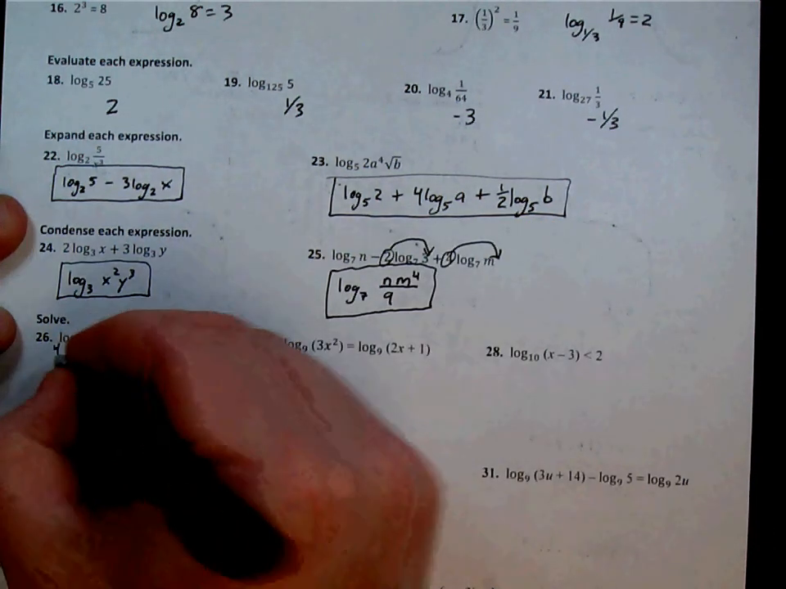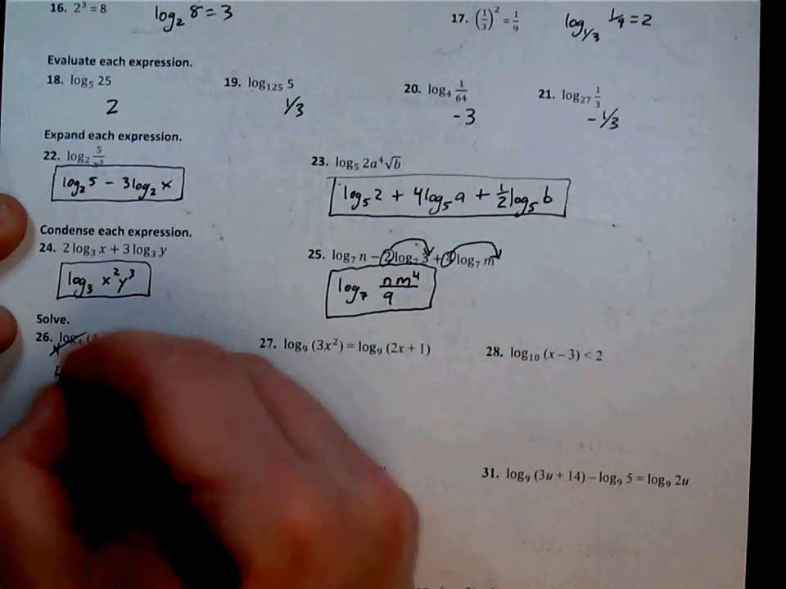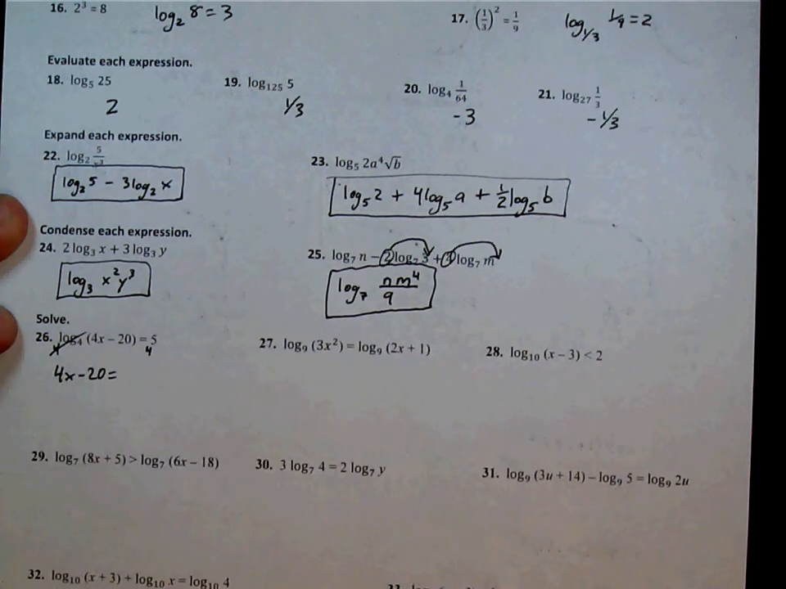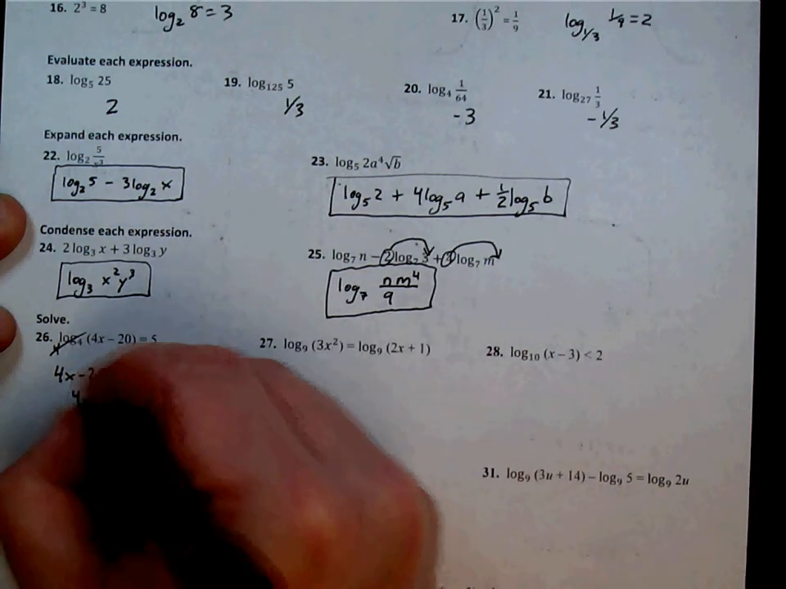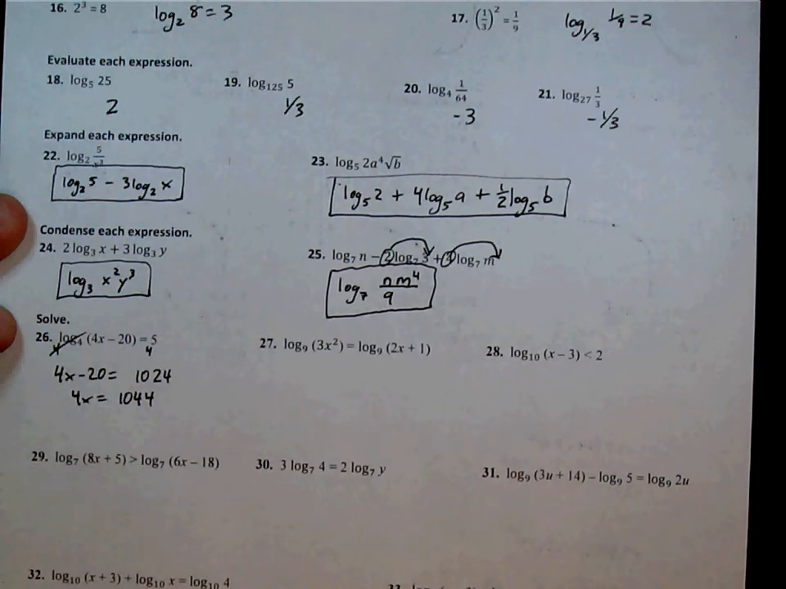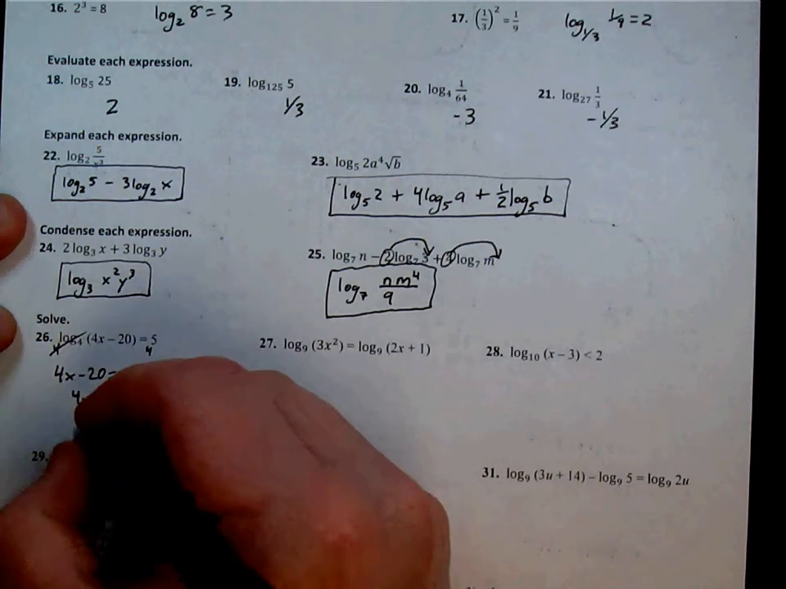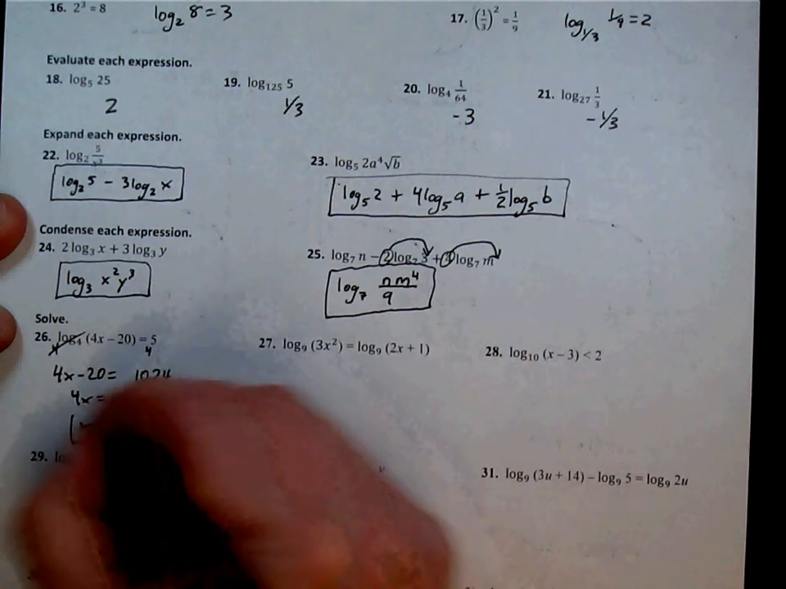Here I can exponentiate with a 4, so 4 to the log base 4 cancels, giving me 4x minus 20. 4 to the 5th power is what I'm left with on the other side, which is 1024. So add 20, 1044, and then we get to divide by 4, giving me 261. Plug it in, it's going to be positive, so we should be good to go.